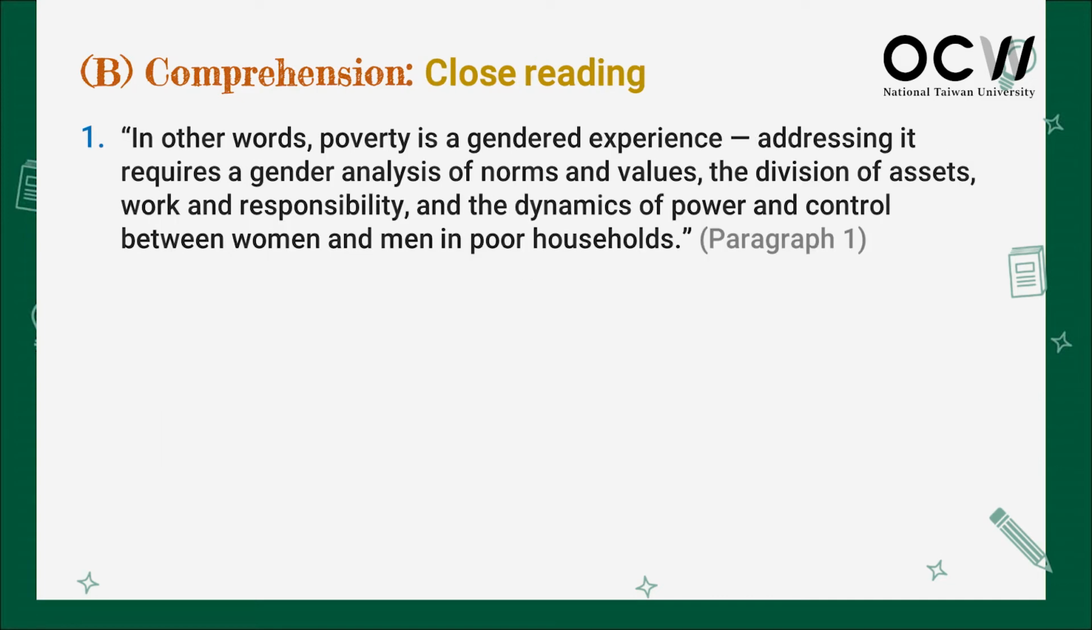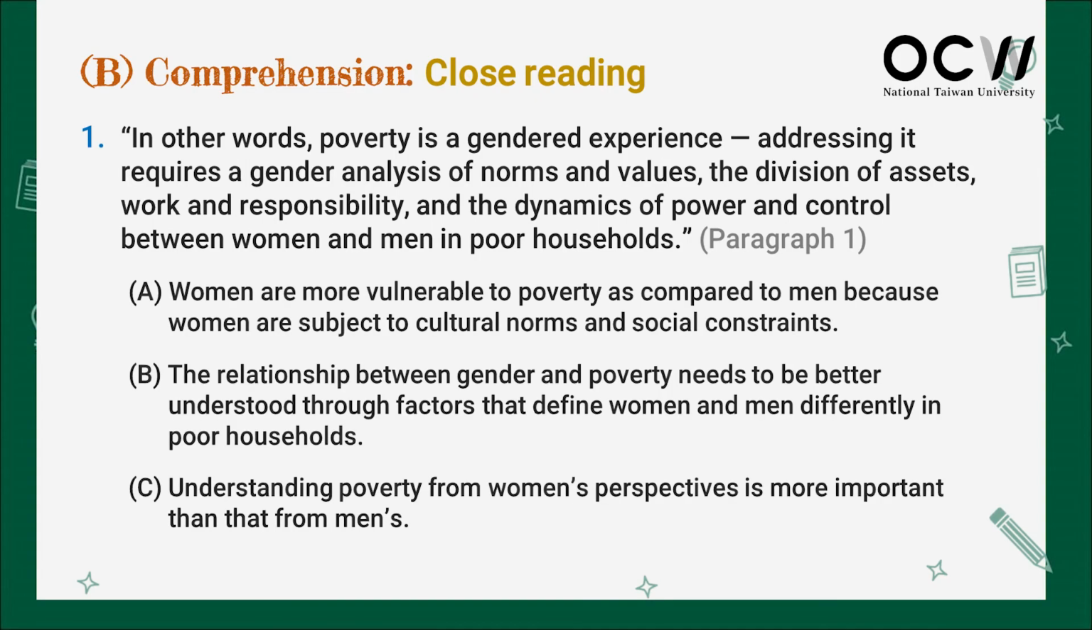Now we're going to move on to close reading, which means that you're going to step outside of the reading now and be able to expand your answers. So, in other words, "poverty is a gender experience. Addressing it requires a gender analysis of norms and values, the division of assets, work and responsibility, and the dynamic of power and control between women and men in poor households." This is an excerpt from paragraph 1. Based on this particular segment, what meaning can you infer from it based on the three options that are given?